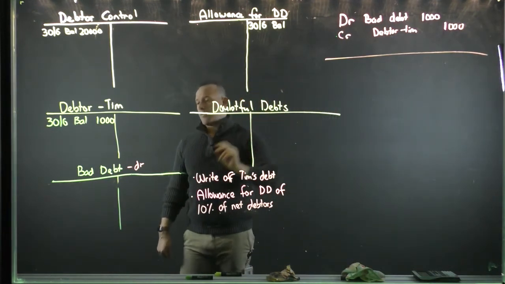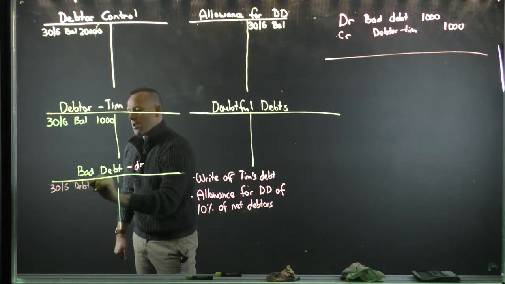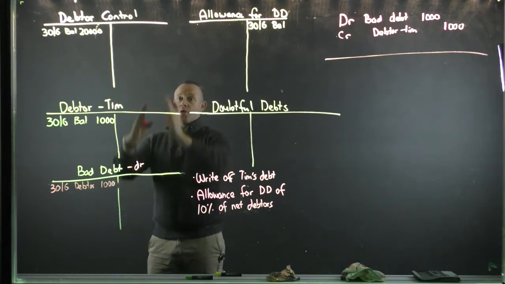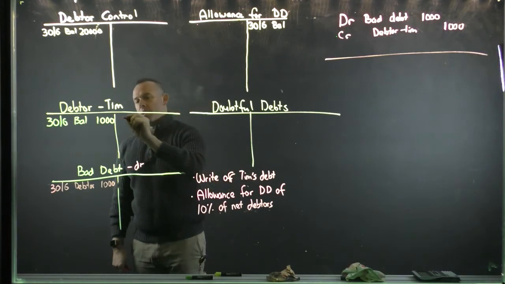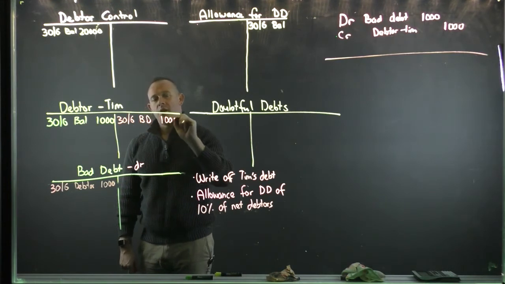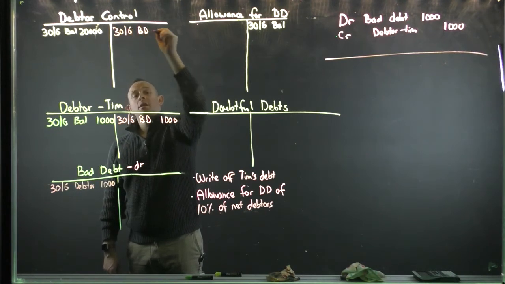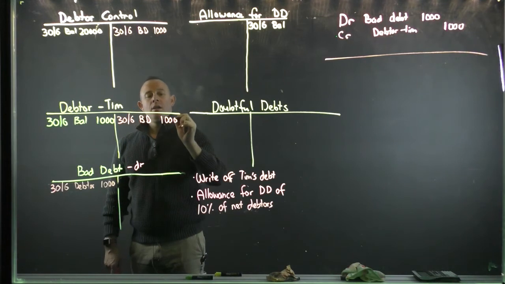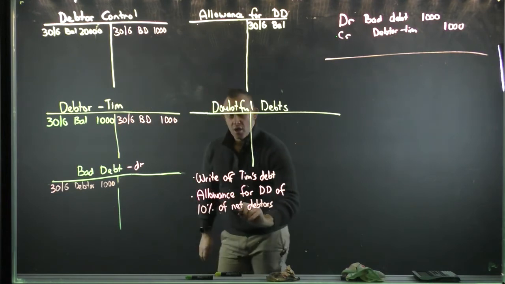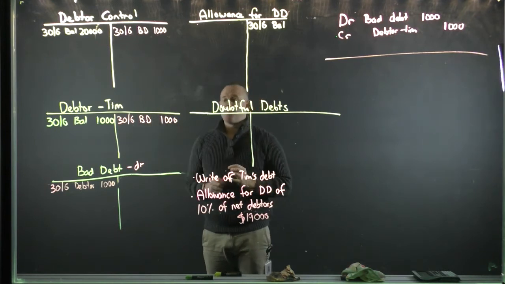So, let's do our debit first. Over here, 30th of June, bad debt, 1,000. And then do our credit into the subsidiary, which also goes up into our control account as well. Debtor, Tim, 1,000, and into the control account as well. This makes our debtor now 0, and overall our balance here in our debtor control is $19,000. So we've written the bad debt off.